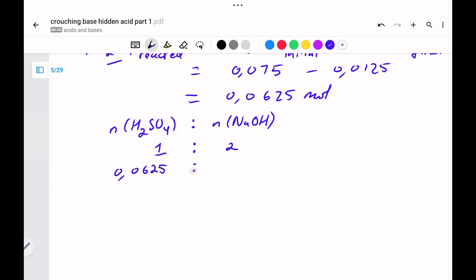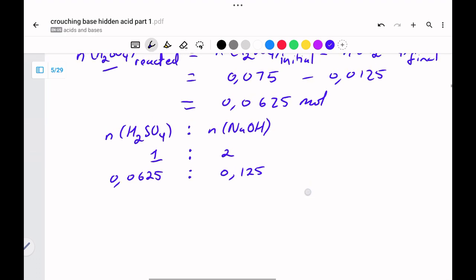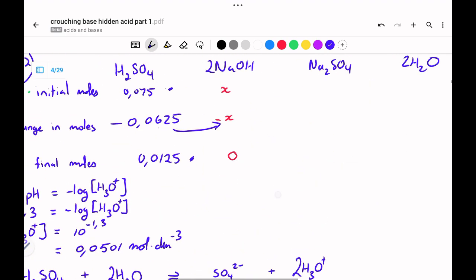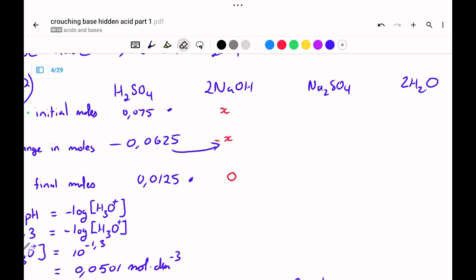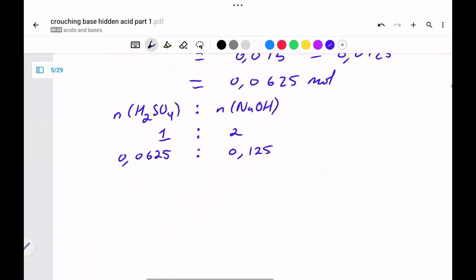So I just have to double this now. And that gives me 0.125 moles. Remember, so now the question was asking us for the mass of sodium hydroxide. We have the moles, so we can just use this formula now.